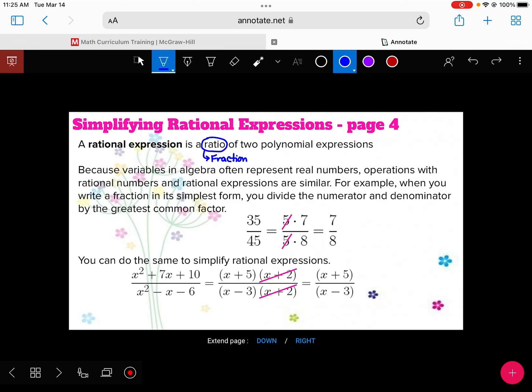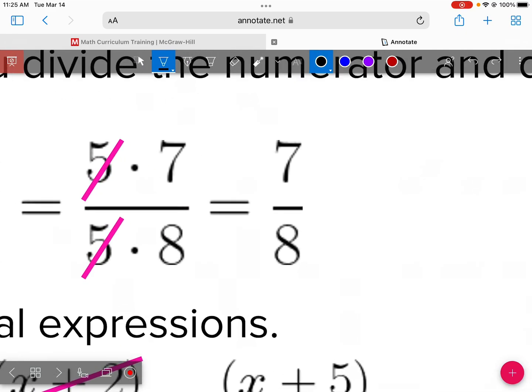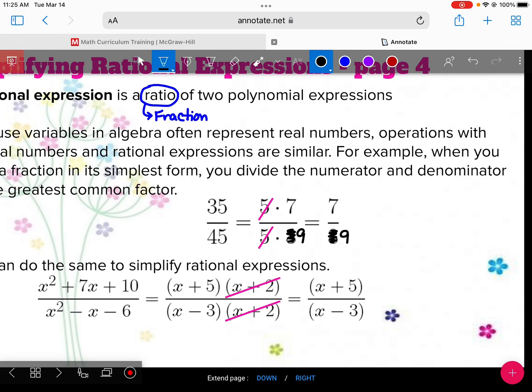That's not 8, that's 9. Good grief. I just caught that typo there. Factors of 45 are 5 and 9, not 5 and 8. If we have a common factor, top and bottom, we can cancel them out. And then whatever I have left over would be my fully simplified answer. This is why we spent yesterday reviewing factoring, because we're going to have to factor the numerator and we're going to have to factor the denominator.